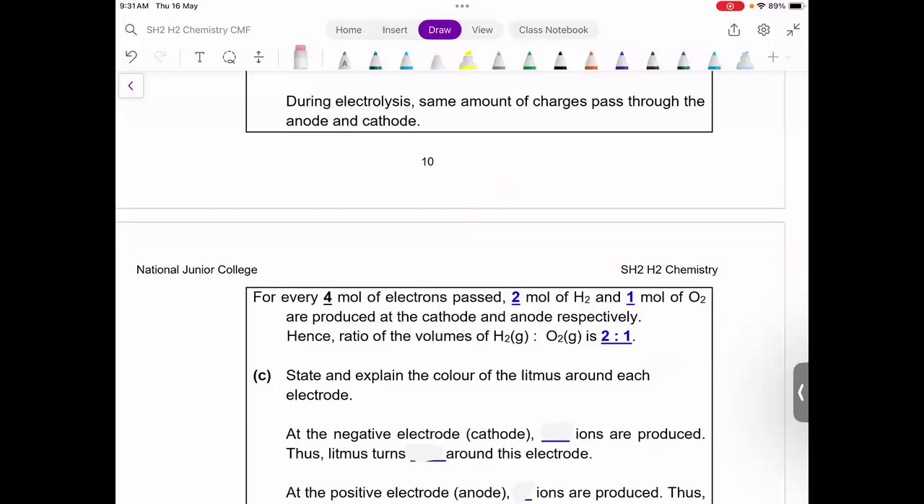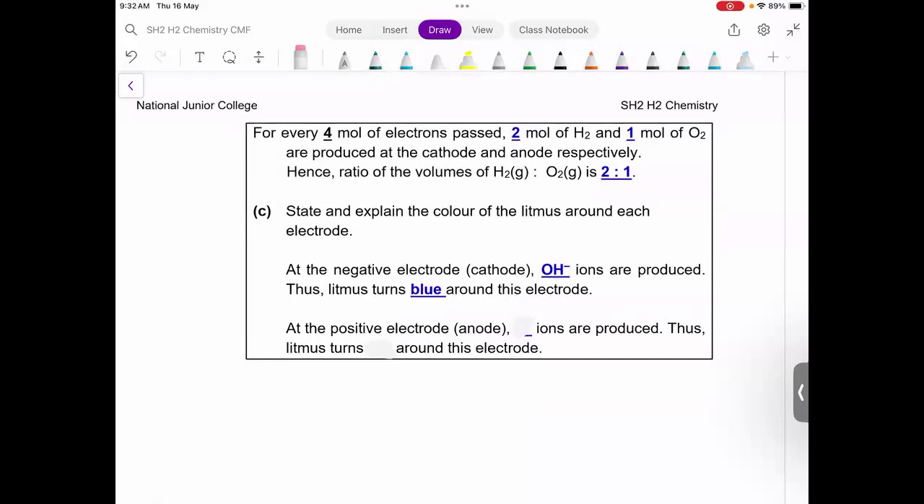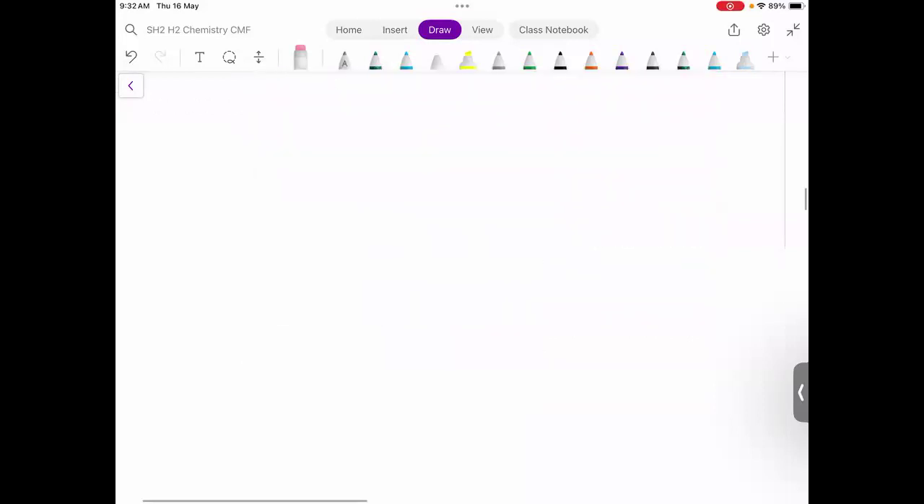Okay, then part C, state and explain the color of the litmus. So what is the color of the litmus at the cathode? What is being produced at the cathode? Cathode is where reduction takes place, right? So upon reduction, what is produced? Yeah, the OH minus. If it's OH minus, it is alkaline, so it will cause your litmus to turn blue. So this is the thinking process. Then at the positive electrode, what is produced? H plus. So therefore, it will turn red around this electrode. This one is quite straightforward.